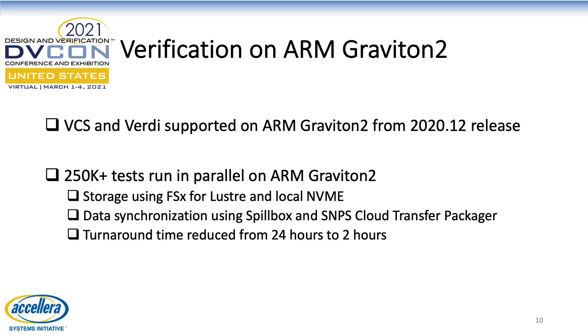Each instance was able to run about 2 jobs per core for a total of about 128 jobs per instance. And we scaled this up to about 2000 cores running in parallel, bringing down the regression time from 24 hours that it took us on-prem to about 2 hours on the cloud. With that, we'll now open up for Q&A.